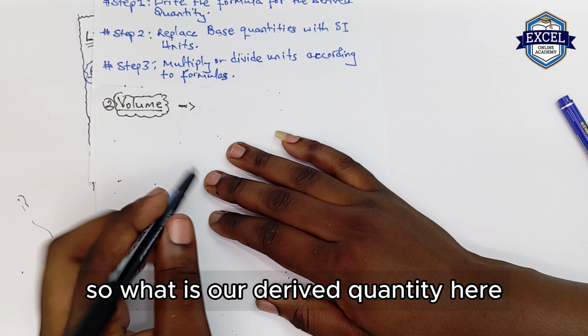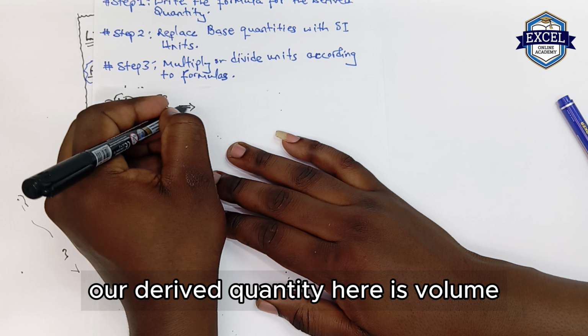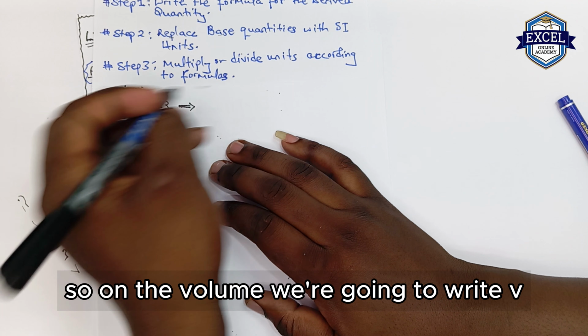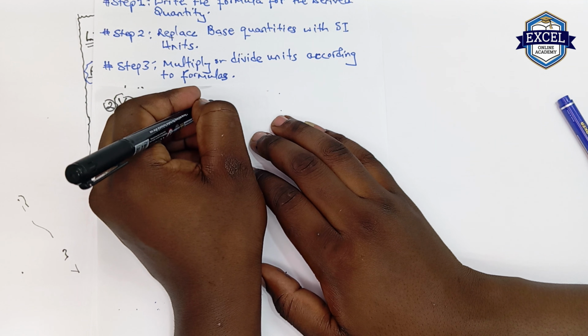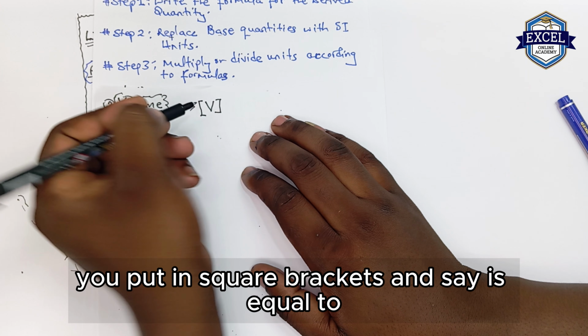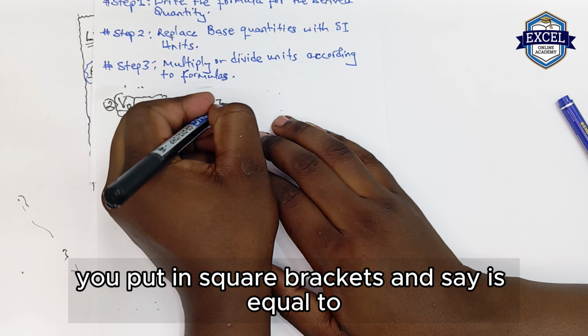So what is our derived quantity here? Our derived quantity here is volume. So on the volume, we're going to write V. V is our derived quantity. You put it in square brackets and say is equal to.